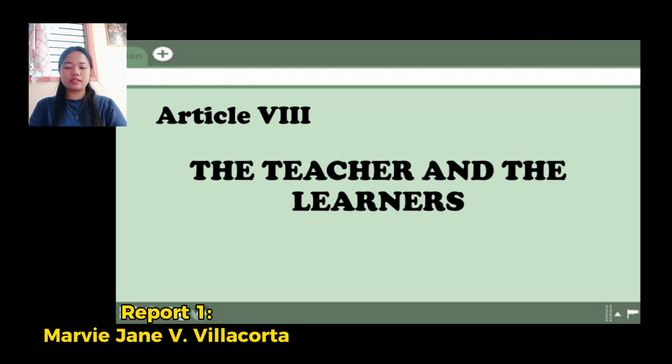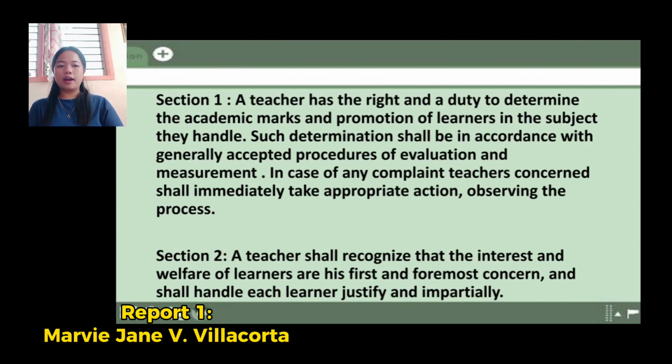The professional teacher has the interest and welfare of learners as his or her first and foremost concern, and under no circumstance shall a teacher be prejudiced nor discriminatory against any learner. Section 1. A teacher has a right and the duty to determine the academic marks and promotion of learners in the subject they handle. Such determination shall be in accordance with generally accepted procedures of evaluation and measurement. In case of any complaint, teachers concerned shall immediately take appropriate actions, observing due process.